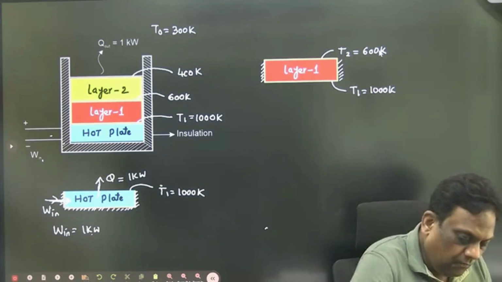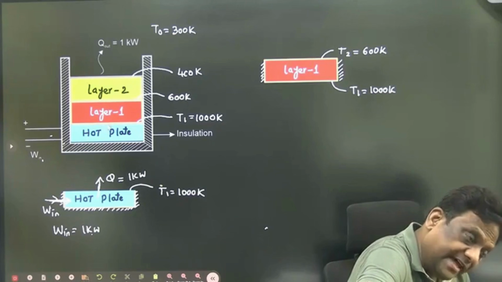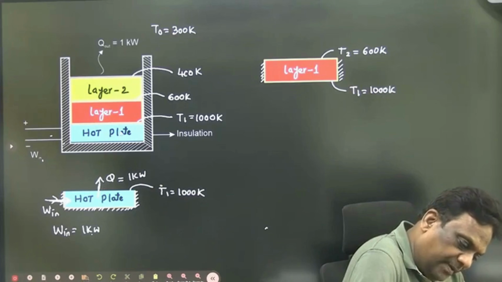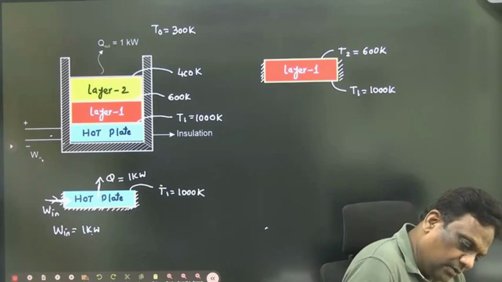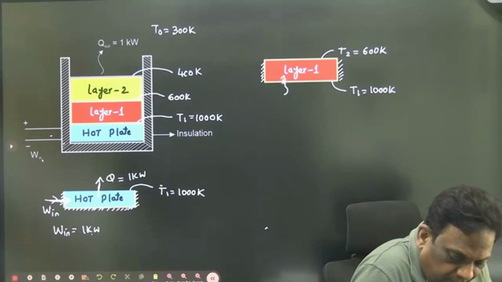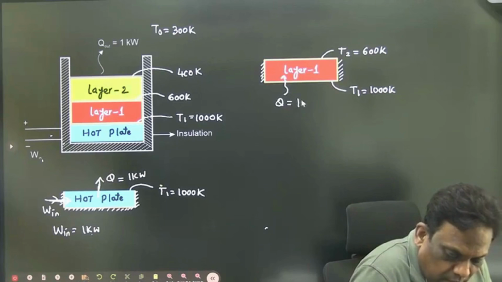Now, from the hot plate, how much is entering? Listen carefully, how much is coming from the hot plate, sir? Look, from this hot plate, Q is entering. So therefore, this Q is 1 kilowatt.